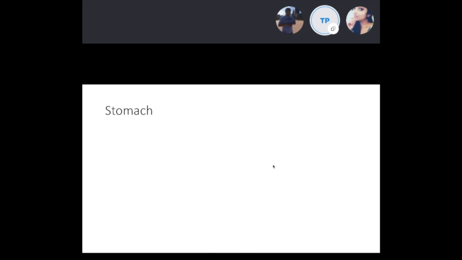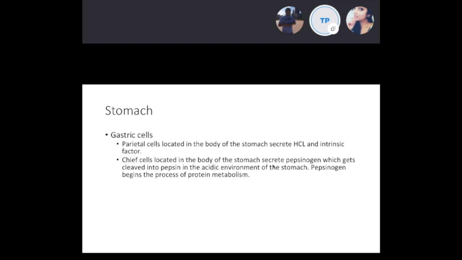All right, so for the stomach, I'm going to start off with gastric cells. This includes parietal cells, which are located at the body of the stomach, and they secrete hydrochloric acid, so HCl, and intrinsic factor. Chief cells are also considered a part of gastric cells. They are located in the body of the stomach. They secrete pepsinogen, which gets cleaved into pepsin in the acidic environment of the stomach. And pepsin begins the process of protein digestion.